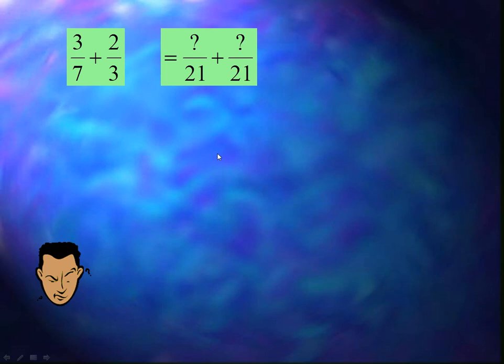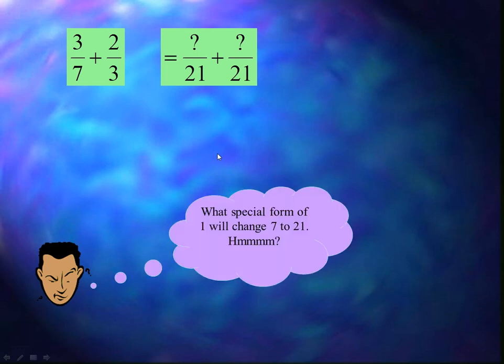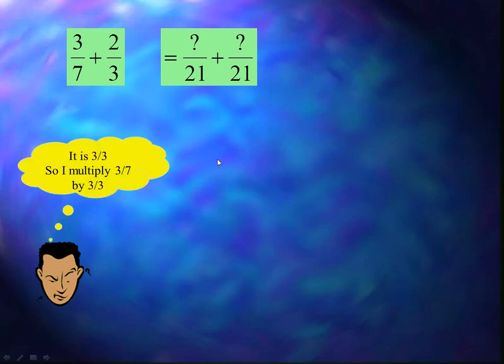Well, I need a special form of 1 that will change 7 to 21. What will that be? Well, I know that 3 times 7 is 21, so it has to be 3/3 right here. So I simply need to multiply 3/7 by 3/3. That's the special form of 1, and I'm making an equivalent fraction. So 3/3 times 3/7.